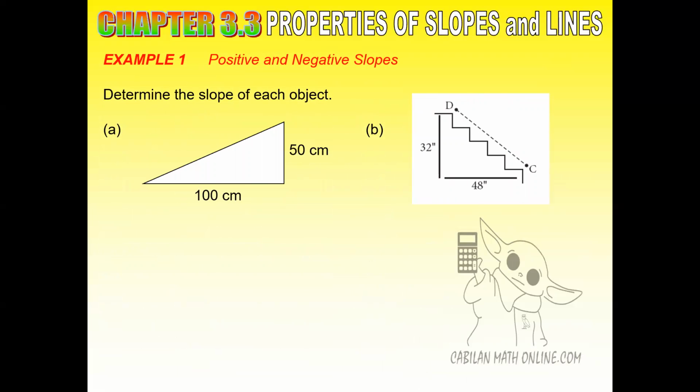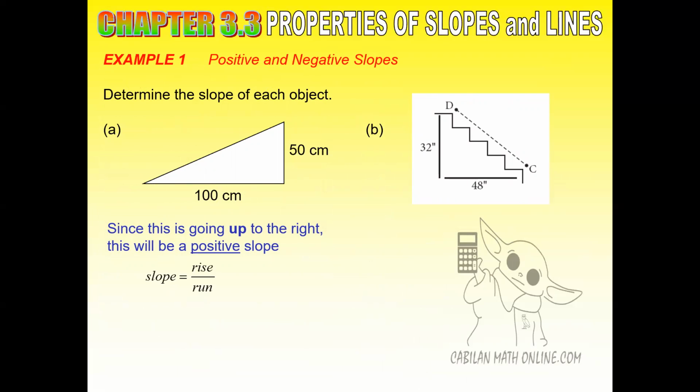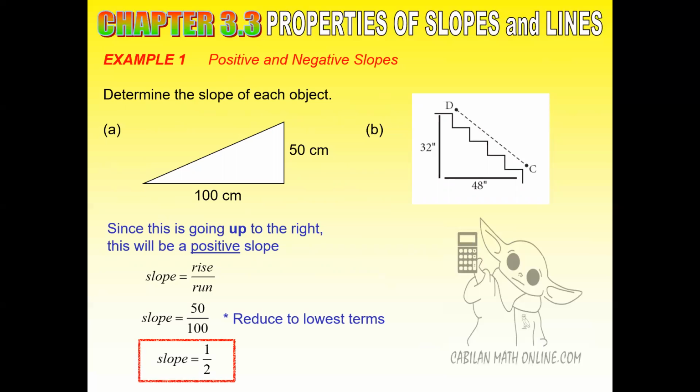If you take a look at part A over here, what we have is a ramp that's going up to the right, so we have a positive slope. Using rise over run, remember the rise is the number of units going up and down. Notice in this case we don't have to count, we're just using the numbers that we have there. So the rise here will be 50, and the run will be 100. So what we have there is a slope of 50 over 100, and if you go 50, fraction key, 100, that's going to give us 1 over 2.